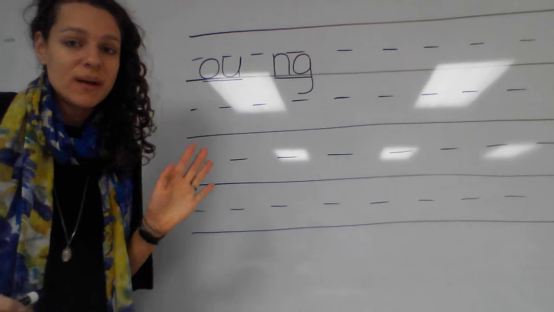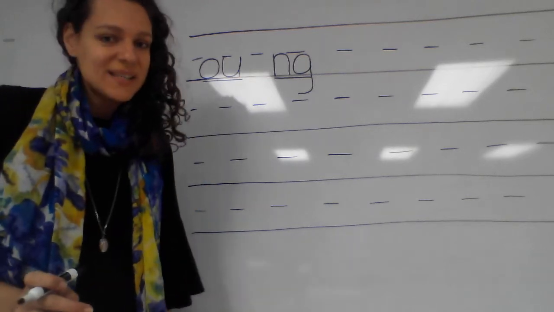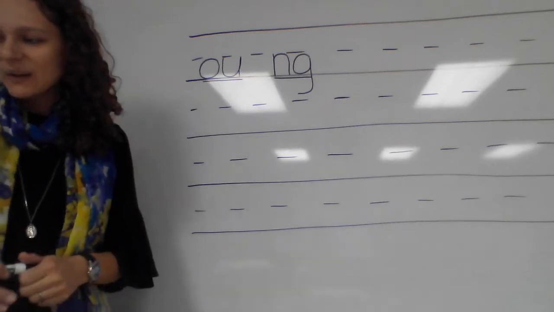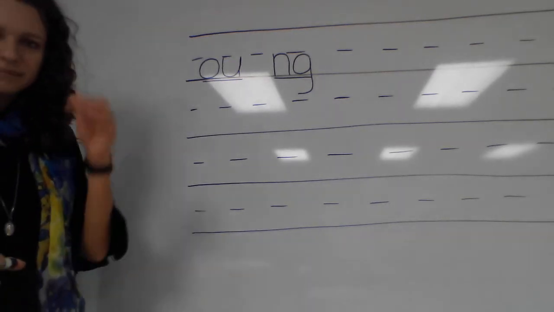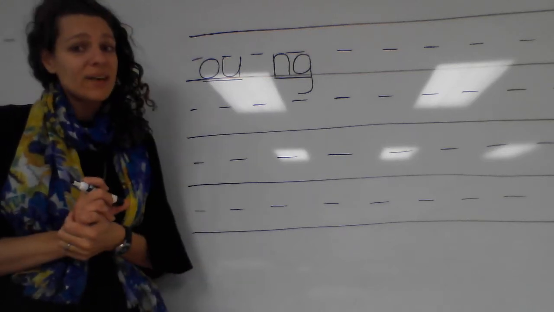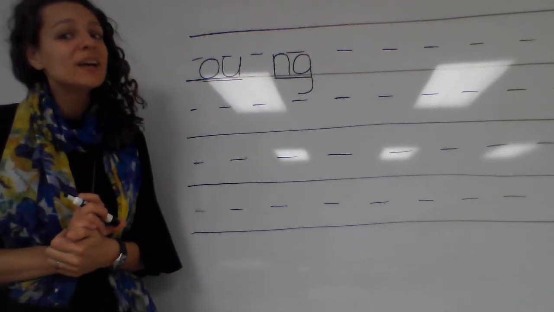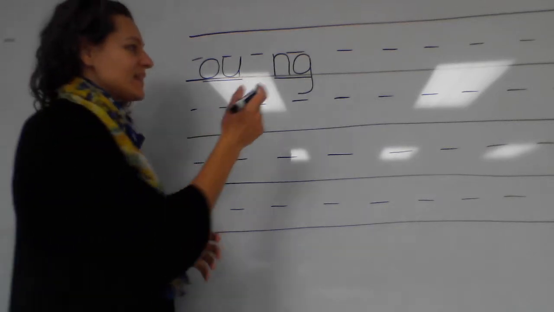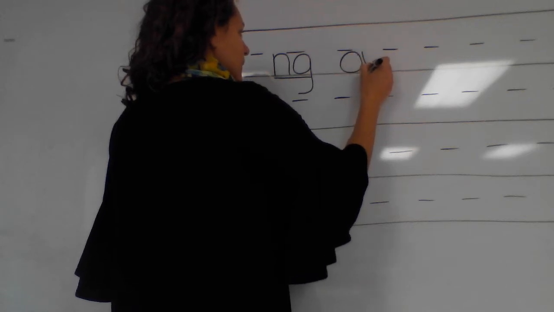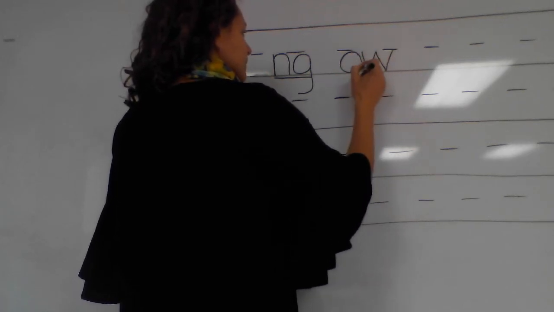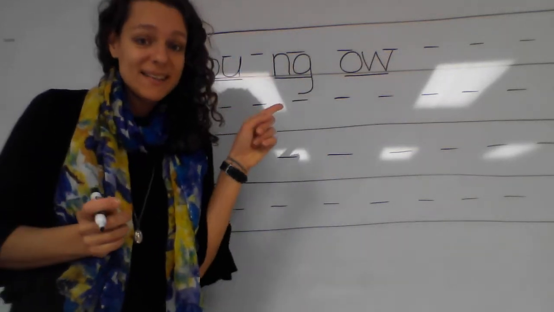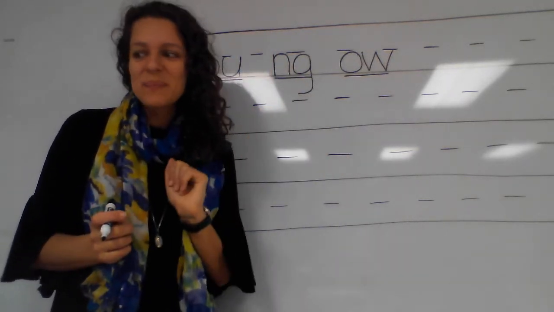All right, our next one is ow, o. What are you going to write? Good, ow, o. Say it while you write it. All right, class, what did you just write? Good, ow, o. This is our ow, o. So if you didn't have that, write it in, say it while you write it.